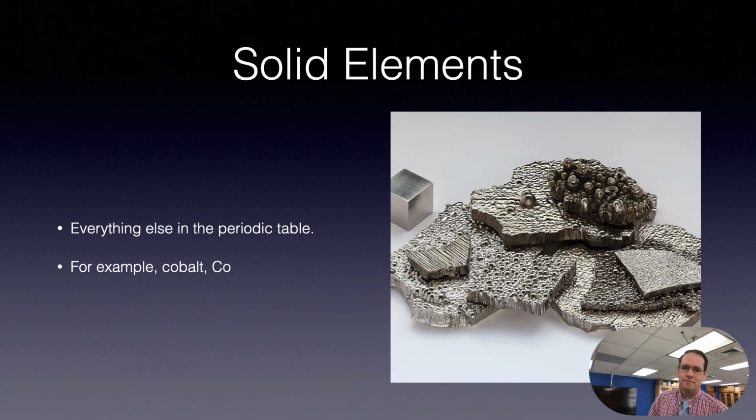Now, solid elements are kind of the default in the periodic table. They're everything else, and they're mostly metals. An example would be cobalt, as you can see here on this slide. Not very interesting to look at, but it's a picture of cobalt in various types of forms. There's a really shiny cube there off to the left if you want to see what it looks like, all buffed up and shined. So that in a nutshell is which elements are solid, liquid, or gas at room temperature.